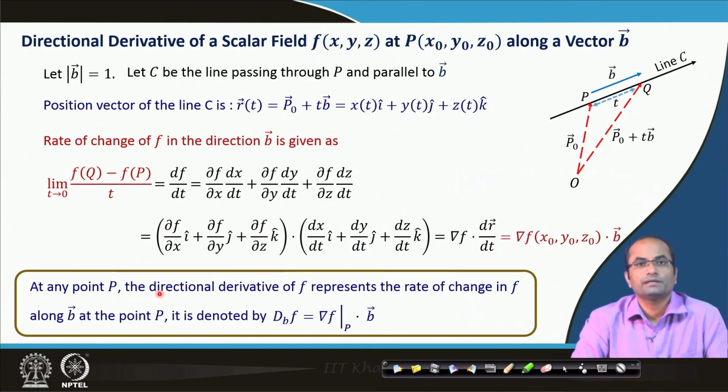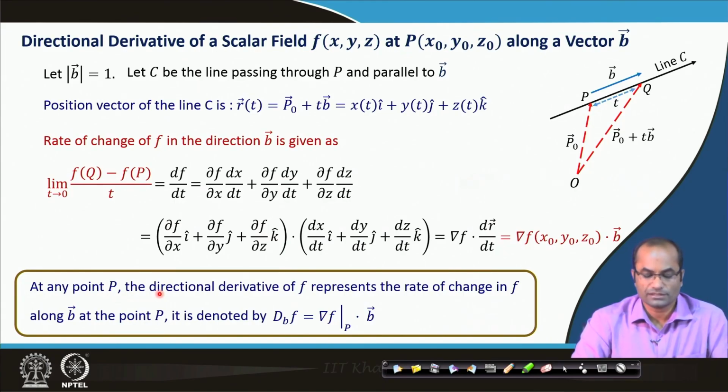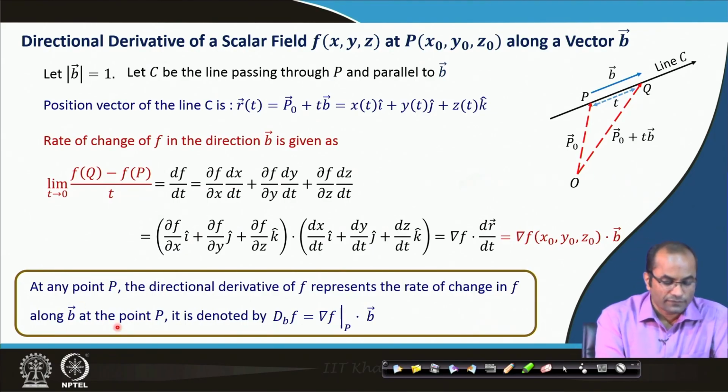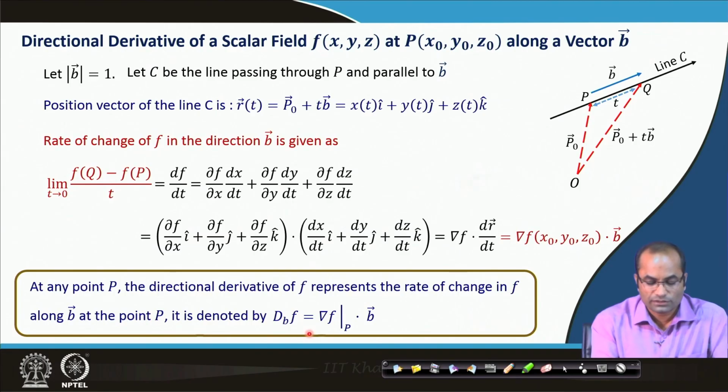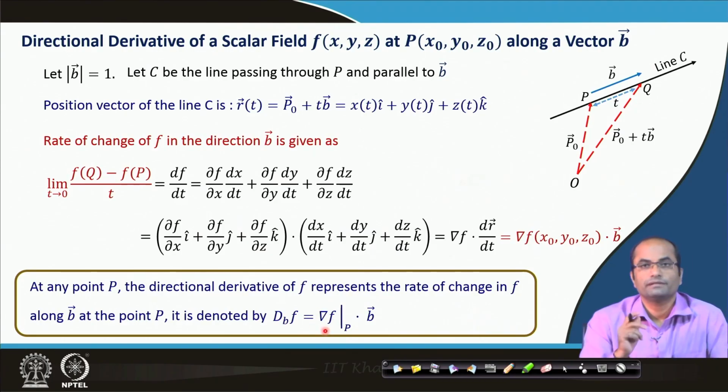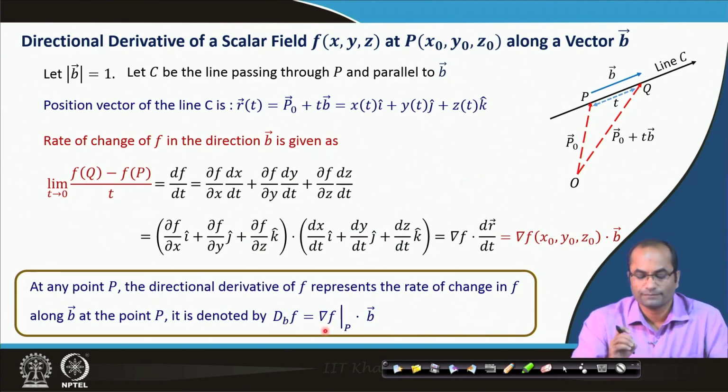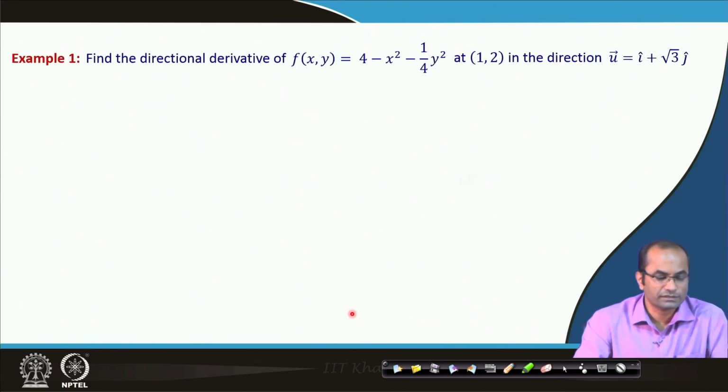So, at any point the directional derivative of f represents the rate of change in f along b at the point p, and this is denoted by D_b f. It can be computed as the gradient of f evaluated at the point p and its dot product with the unit vector b. So, we will go for some examples.